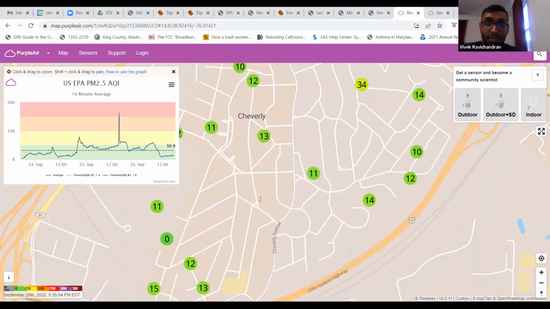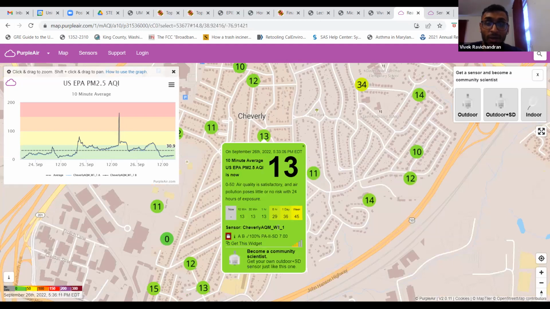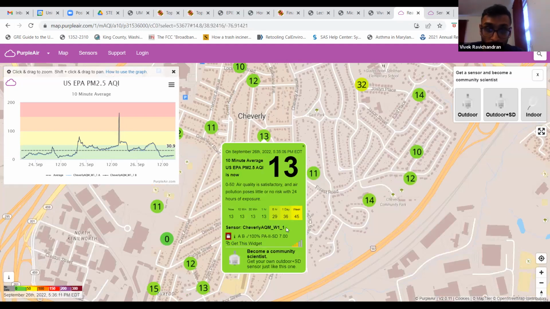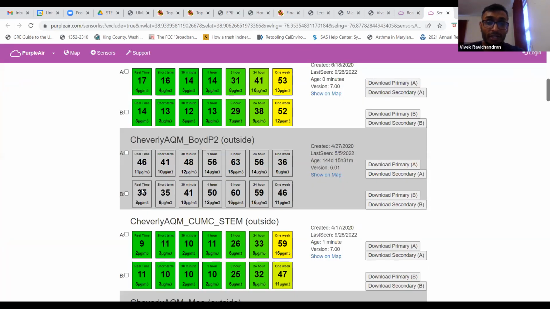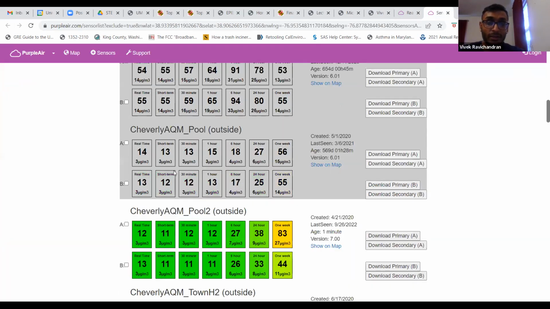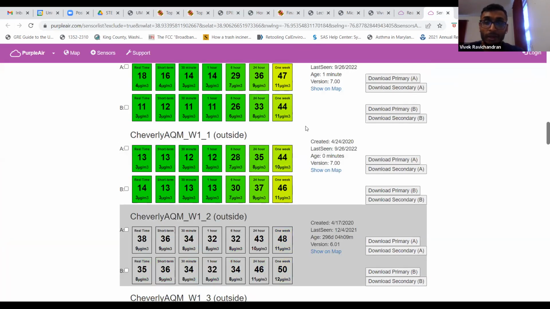But going back to this, it was Chevrolet AQM W11. So we have a system that we refer to, W as the ward. And then this is ward 1, sensor number 1 in order of deployment. So you'll want to scroll until you find that. It's right here.